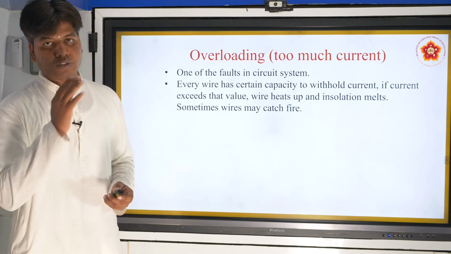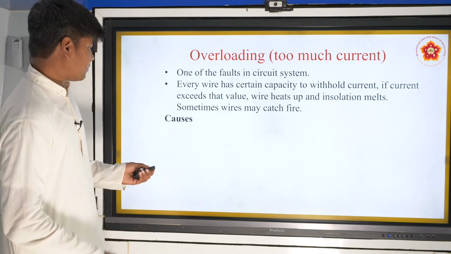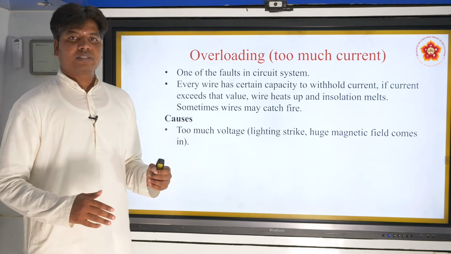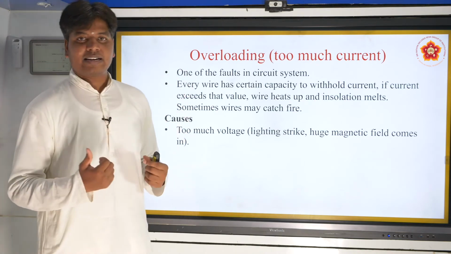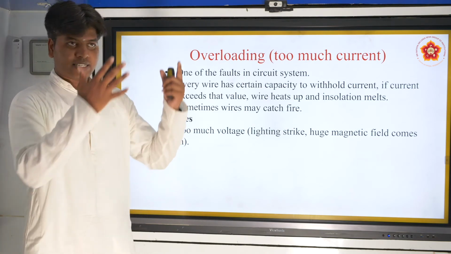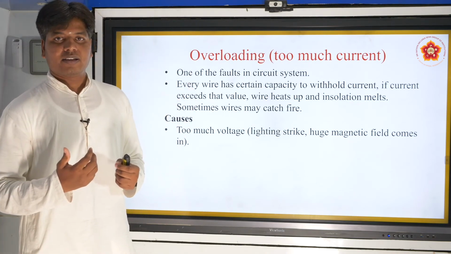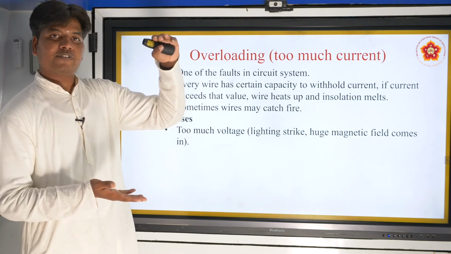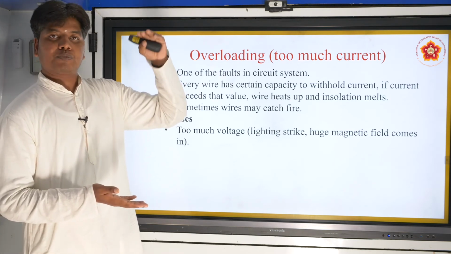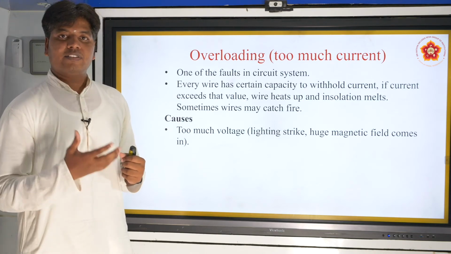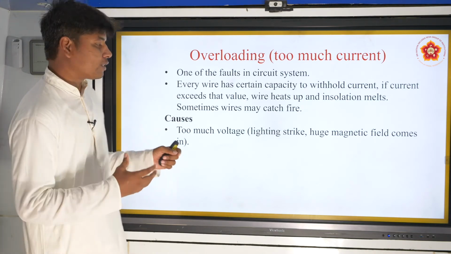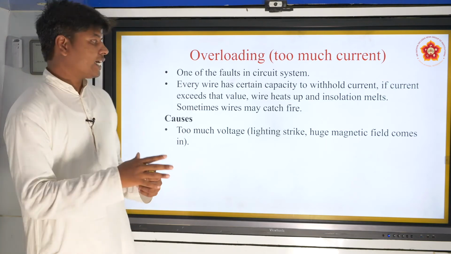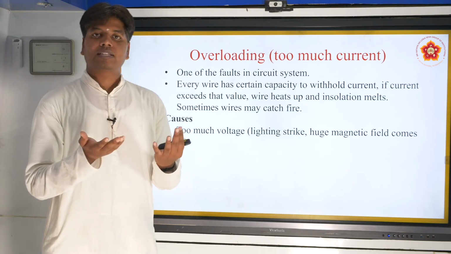So what are the causes of overloading? Too much voltage. Sometimes we have a lightning strike. Lightning strike means what? The charges are coming. Right? There is a huge potential difference between the earth and the atmosphere. So the lightning strikes in the circuit. What happens? You have a huge charge flow. When you have the huge charge flow, suddenly too much voltage comes.